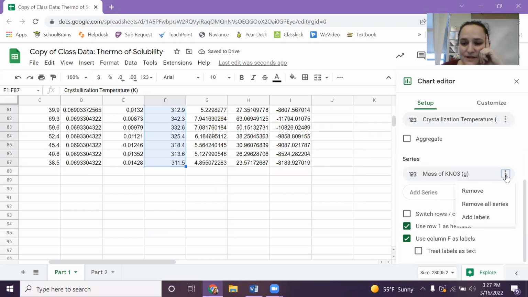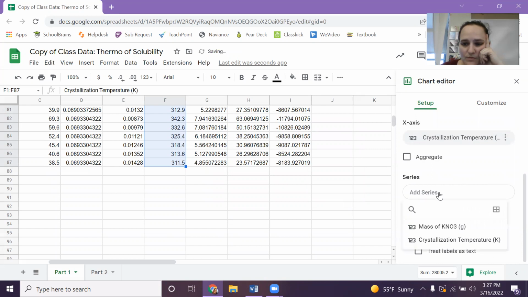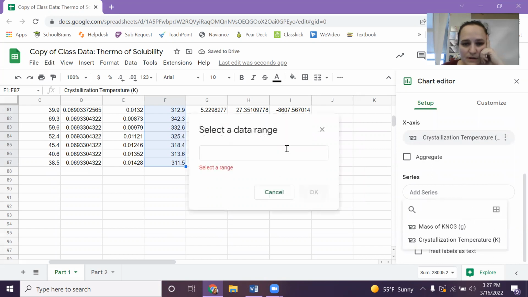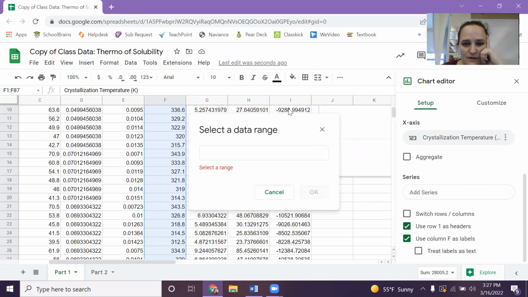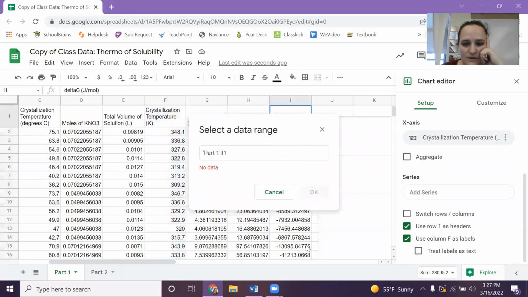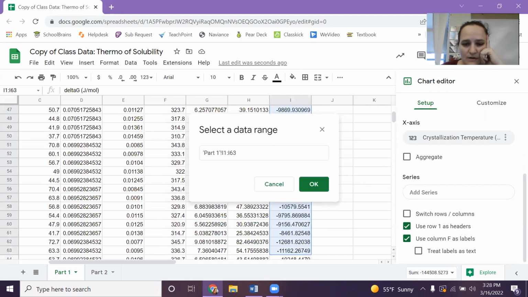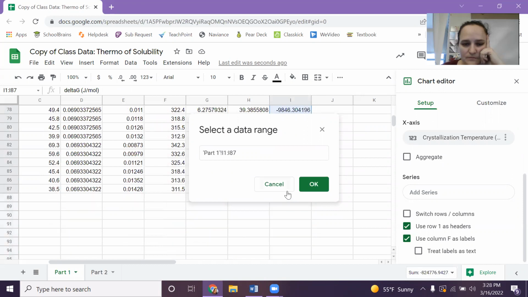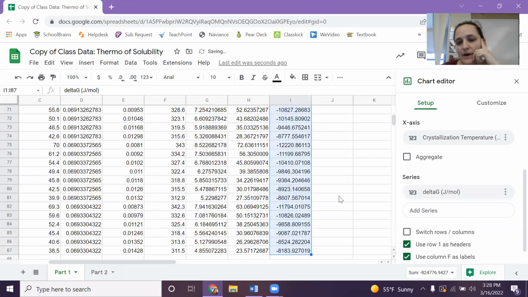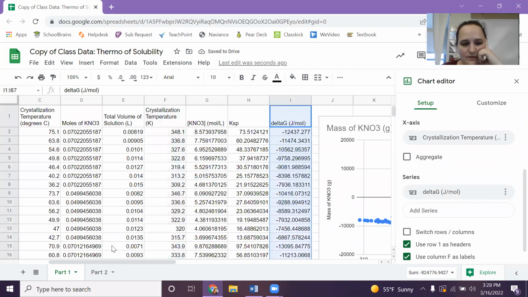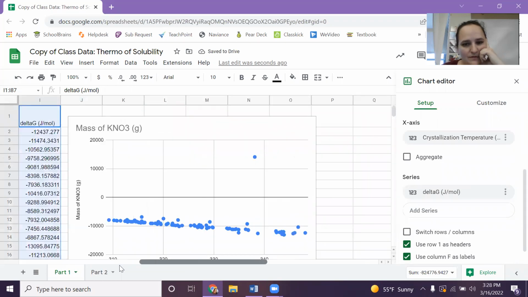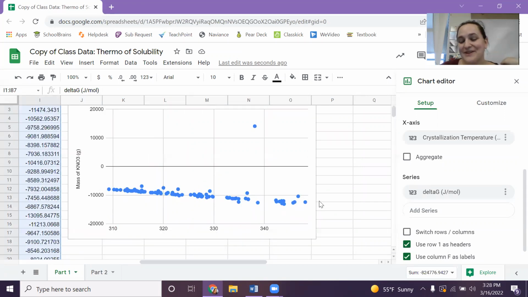And then where it says series, we can remove, we don't want the mass, but what we do want is the delta G. So again, it's going to let us select the range. Delta G was in this column, and we can drag that down and hit OK. And that should give us the graph we're looking for. And you will notice that our data does all more or less lie along a straight line.